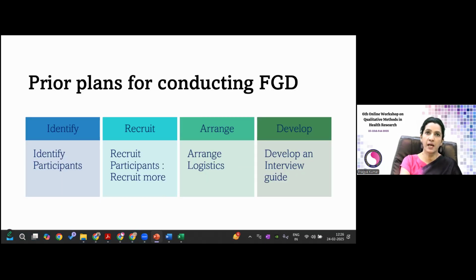So there should be prior plans for conducting an FGD. You should identify the participants. Always recruit more participants, because there will be last minute changes. They will inform you that such and such is ill at home, I cannot come. So if you have to take 8 people, invite 12 to 15 people. And then arrange logistics for the FGD. Generally, there should be arrangement of snacks, and the interview guide we have discussed.